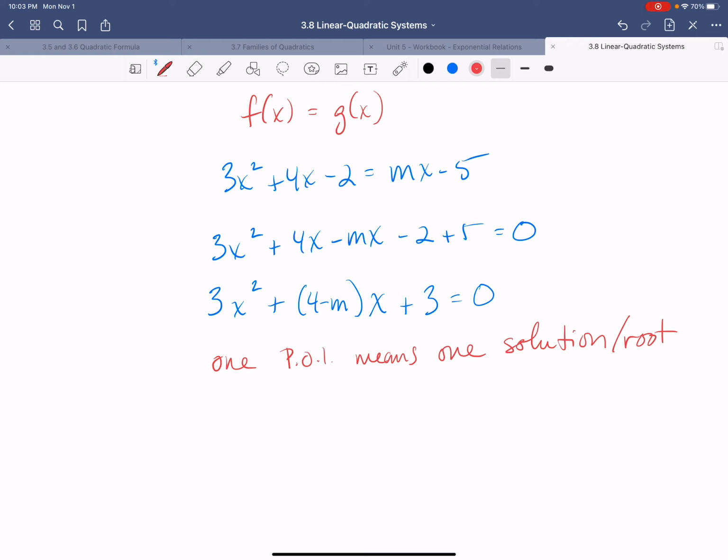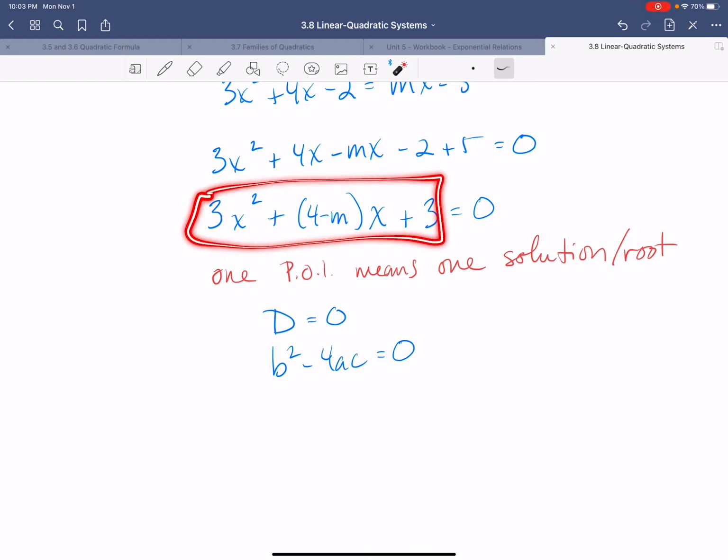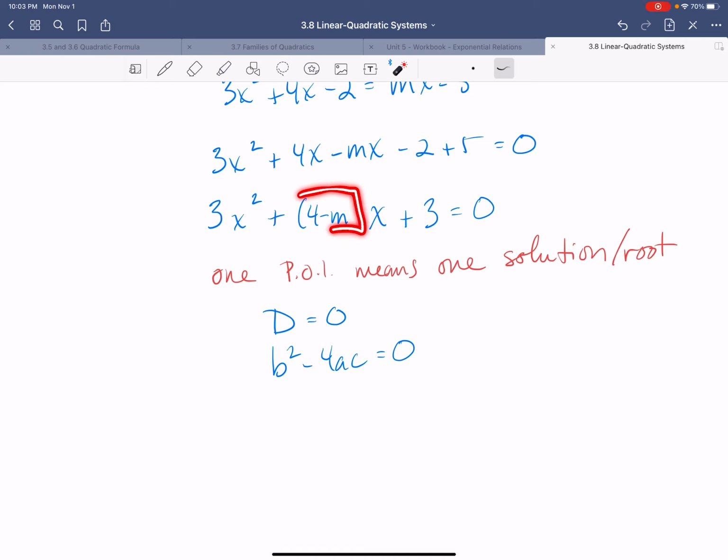If you think back, when did that happen? It was one root when the discriminant is equal to 0, or b squared minus 4ac is equal to 0. So in this case, because we have two variables, b is all of this, 4 minus m. Then you have a and c over here. So we plug that in to our discriminant.